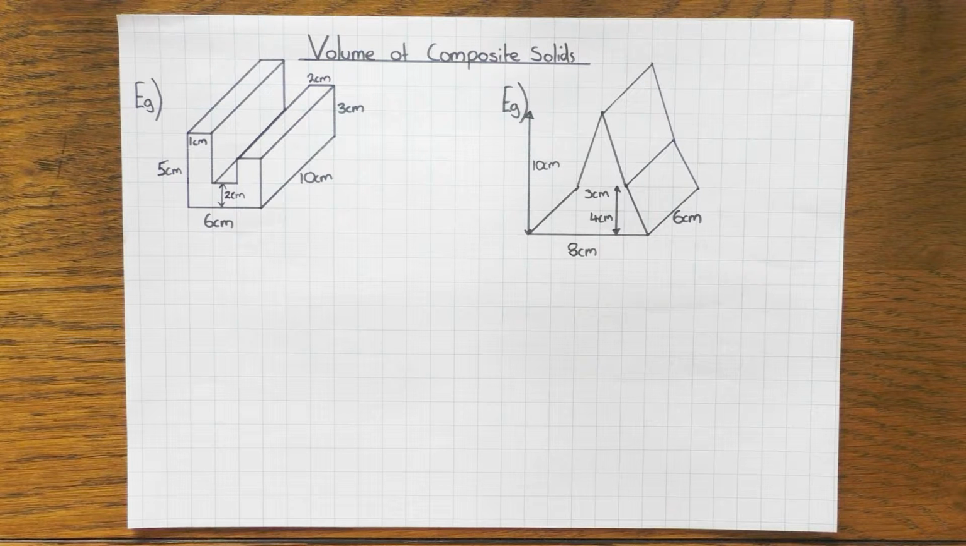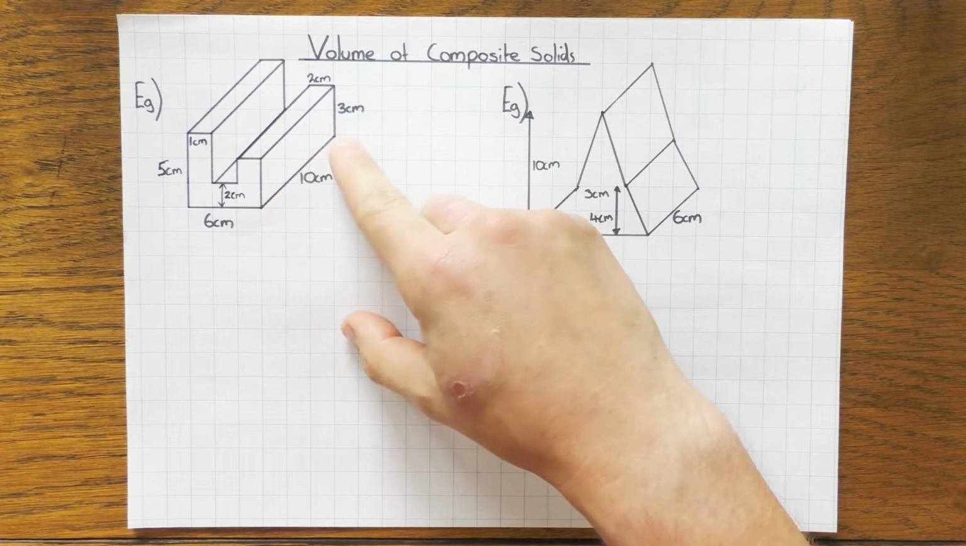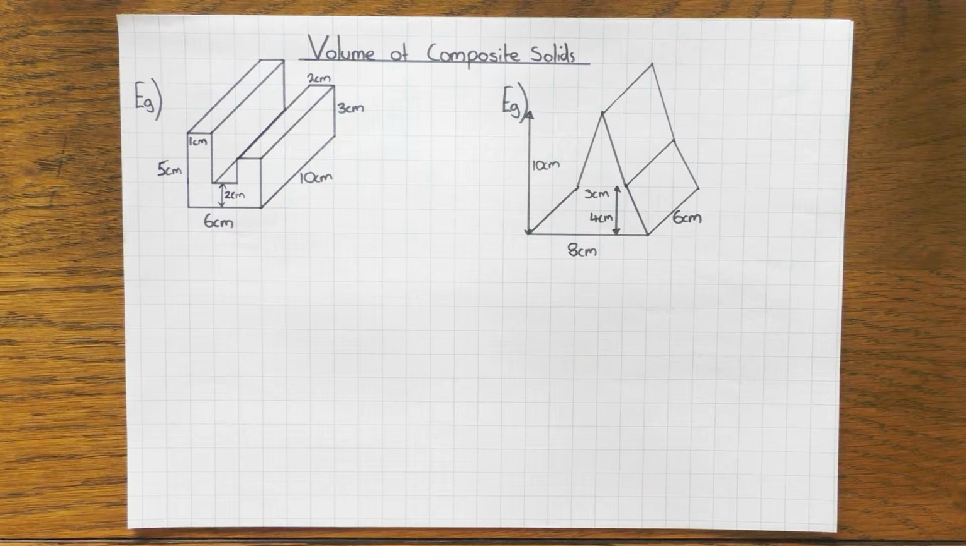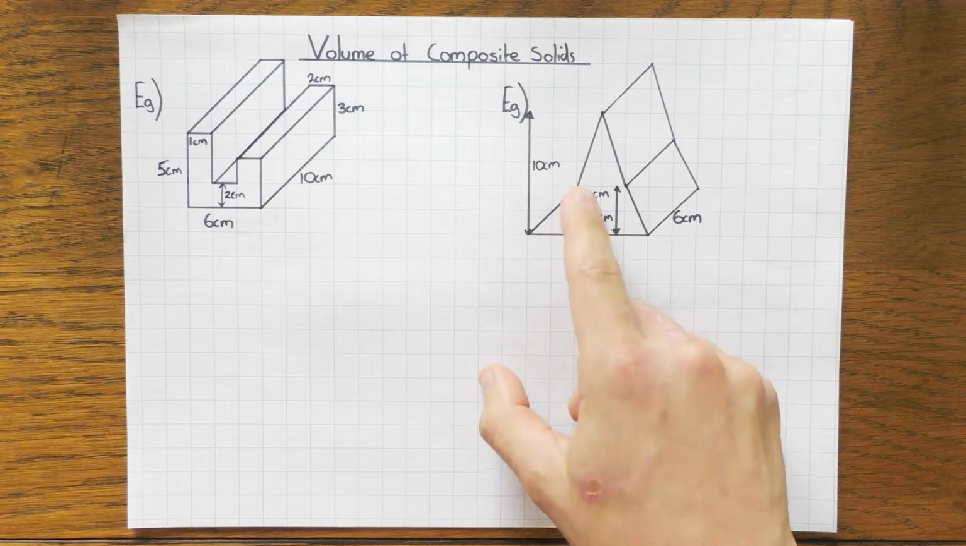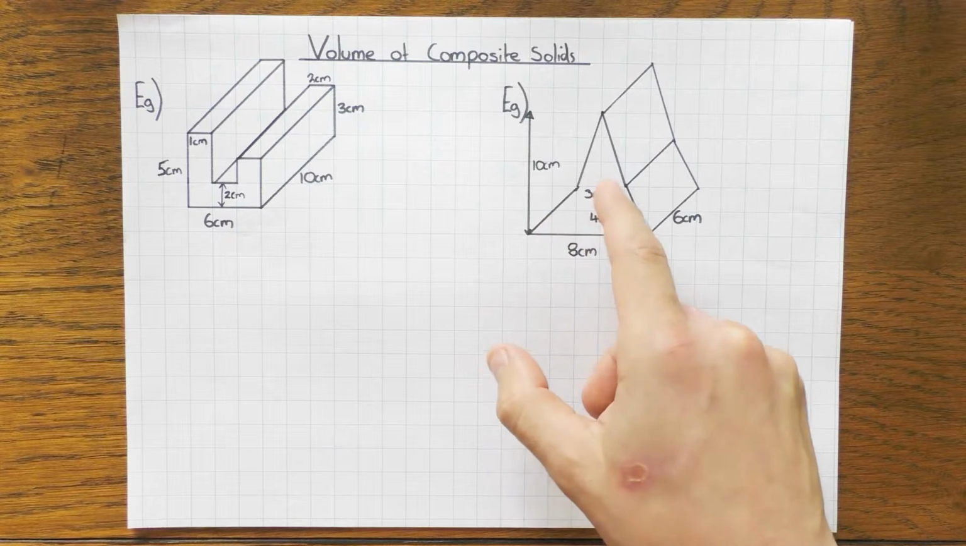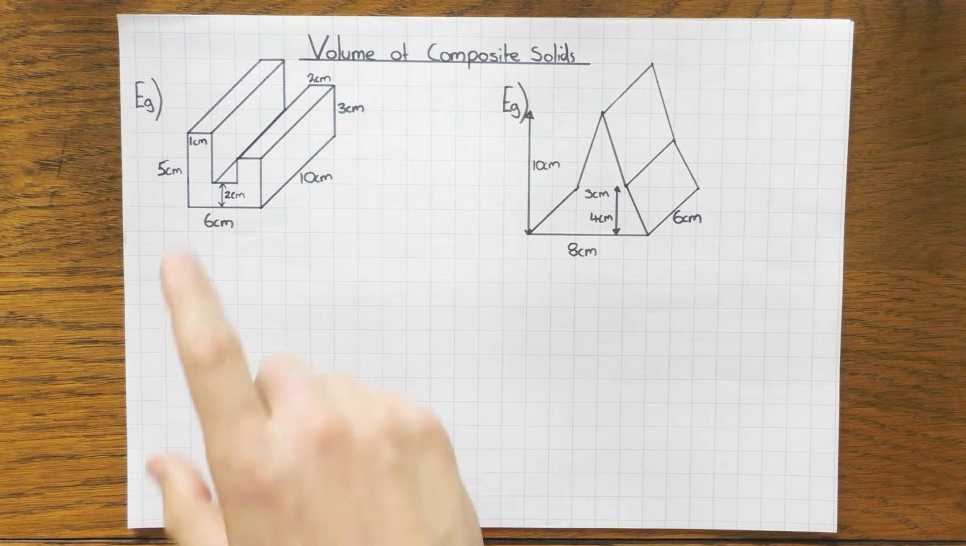out the volume. Okay, so we're going to have a look at 4 examples of how we do some of these questions. The formula is still the same. You still need to work out the area of the cross section, okay, and times it by how long it is. So it's exactly the same idea as volume of prisms. It's just that the cross sectional area here is made up of 2 or 3 or even more 2D shapes. Okay, so let's get started on the first one here.